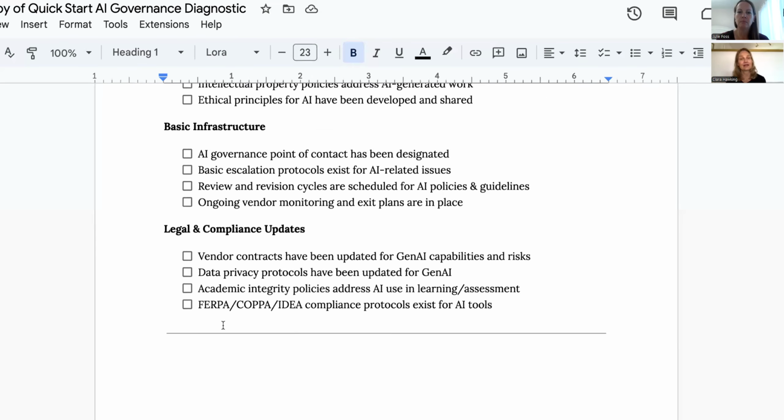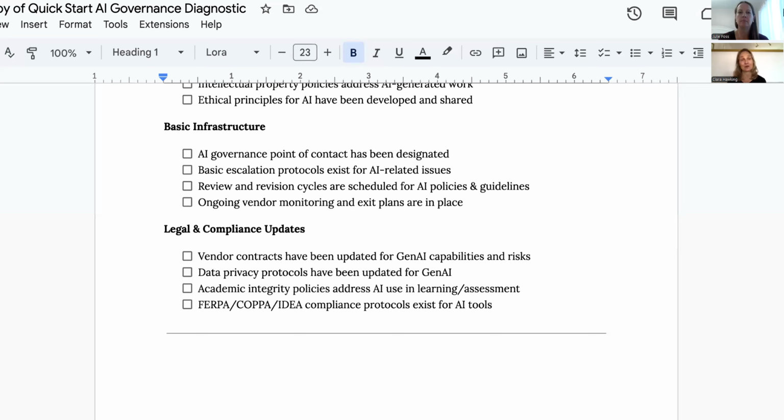Other things you need to have checked: who is your AI governance point of contact? If there is an incident, or questions, concerns, or confusion, who should people go to? Schools do this a little bit differently. Some have one person who's the point person, an AI governance officer. Other schools have an oversight committee. The key point is that as part of basic infrastructure, you need to have a point of contact. Also, escalation protocols and review and revision cycles. We've talked about that previously in other contexts.